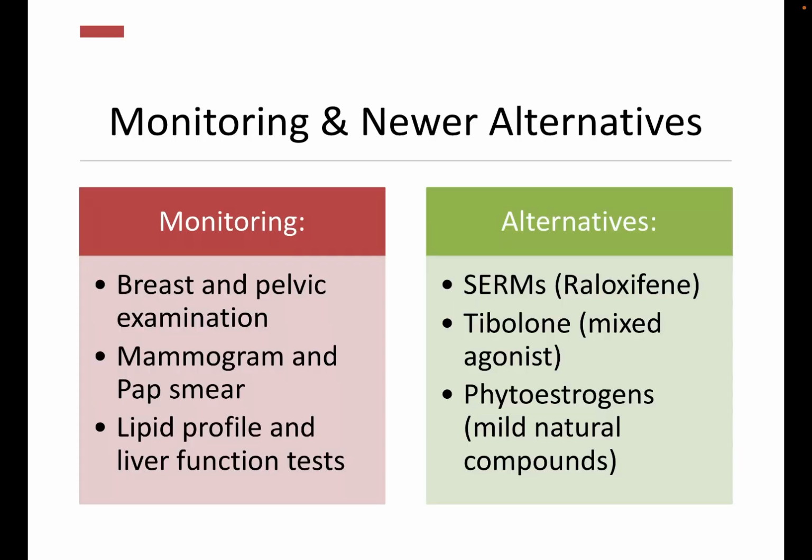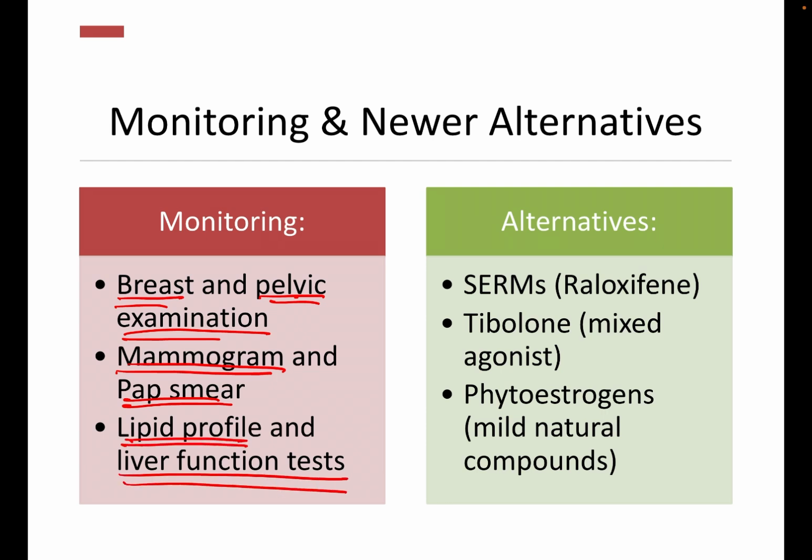Monitoring and alternatives. Once the estrogen therapy is initiated, a thorough breast and pelvic examination has to be done, and monitoring very frequently, including mammogram and pap smear, lipid profile as well as liver function test. Alternatives include raloxifene, tibolone, that is a mixed agonist, and phytoestrogens, which are mild natural compounds.